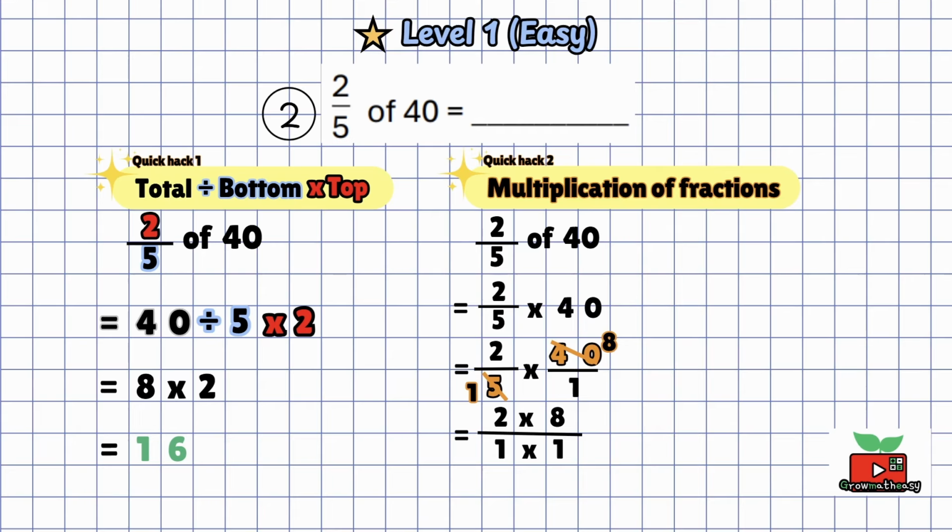2 times 8 is 16. And 1 times 1 is 1. So 16 over 1 is 16. Same result as quick hack 1. See? No matter which quick hack you use, you will always get the same answer. Just pick your favorite one, the one that feels easiest for you.